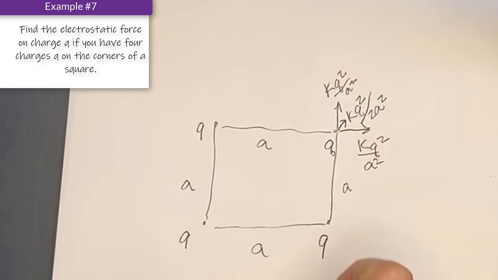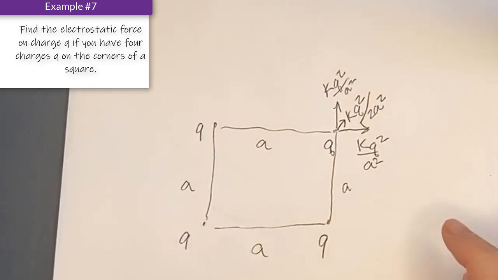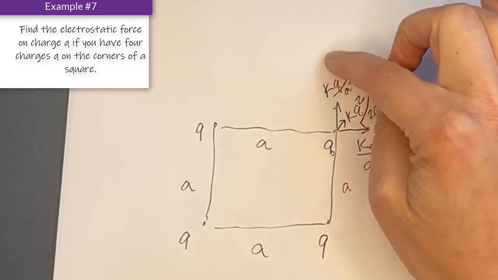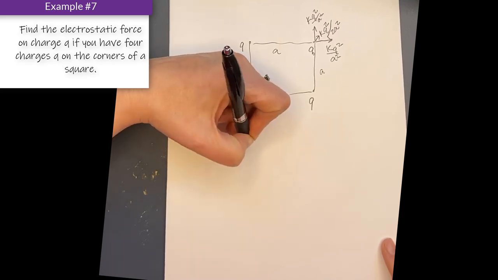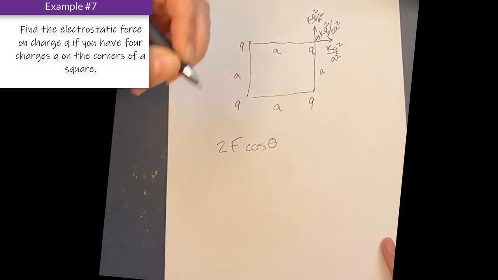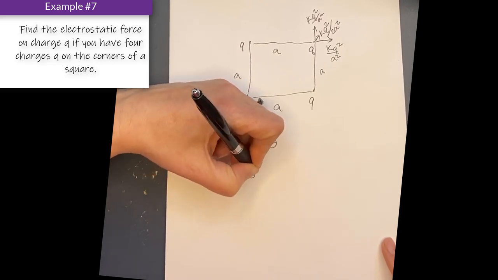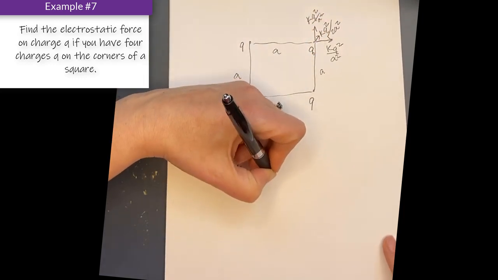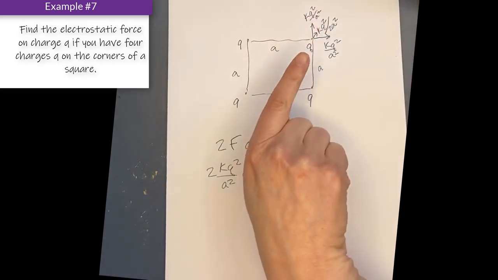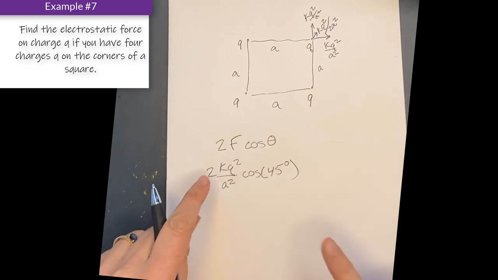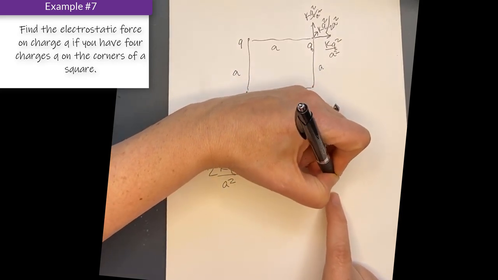I know that because this is a triangle. A squared plus a squared equals this distance squared. Now I have three forces. The easiest way to add them is these two are identical, so let's add them first. If you add two identical forces, the equation is 2 times the force times the cosine of the angle between them. So that would be 2kq squared over a squared times the cosine of, you got it, 45 degrees. And when you add them together, bonus, it's pointing diagonally. So the total force is this plus kq squared over 2a squared.